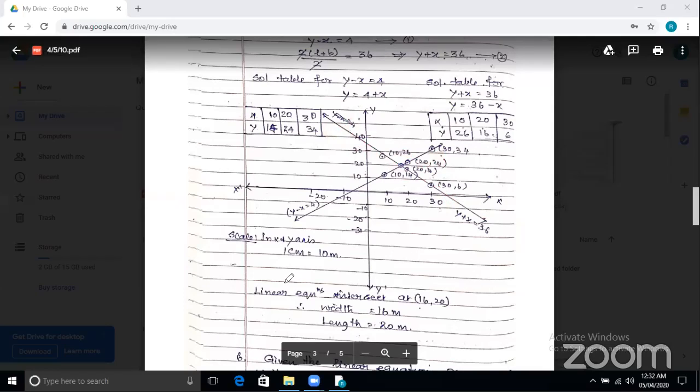Therefore, they intersect at one point. What is the point here? It is 20, 16. Therefore, the width is 16 and the length is 20. Any doubt in this? No doubt, sir.